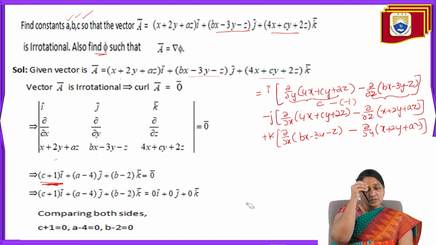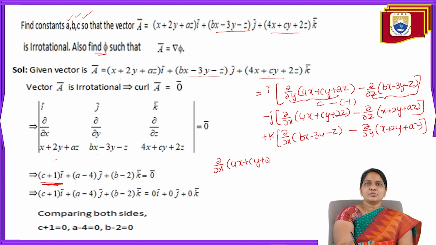Now we are calculating the second term, the minus j part. Dou by dou x of 4x plus cy plus 2z. Here we are differentiating with respect to x. So 4 into x with respect to x is 1, plus cy, both are constant, so that is 0, plus 2 and z, both are constant, that is also 0. This value is 4.